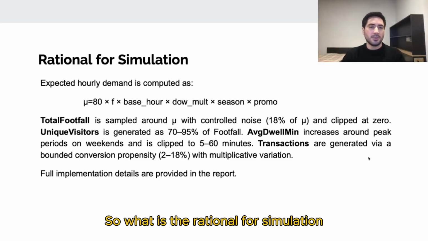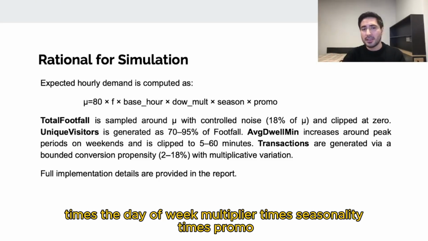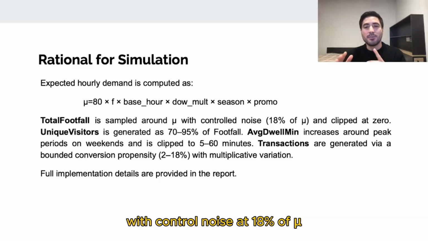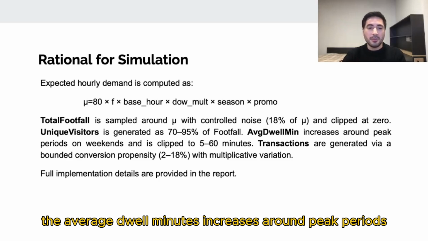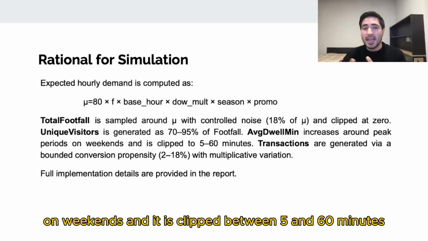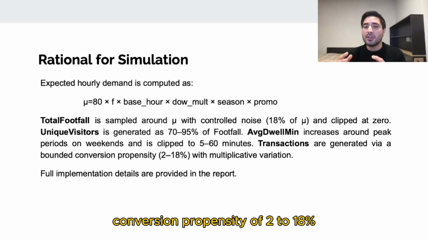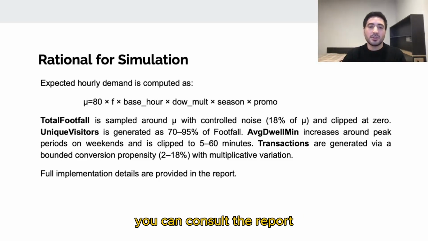So what is the rationale for simulation? Expected hourly demand mu is computed as mu equals 80 times F times base hour times the day of week multiplier times seasonality times promo. Footfall is sampled around mu with noise at 18% of mu and clipped at 0. Unique visitors is generated as 70 to 95% of footfall. The average dwell minutes increases around peak periods on weekends, and it is clipped between 5 and 60 minutes. The transactions are generated using a bounded conversion propensity of 2 to 18% with multiplicative variation. For the full implementation details, you can consult the report.